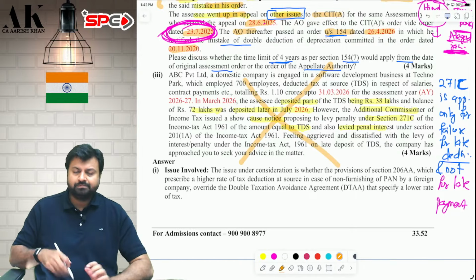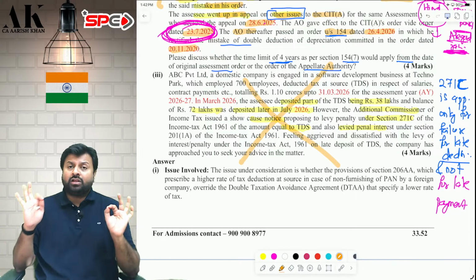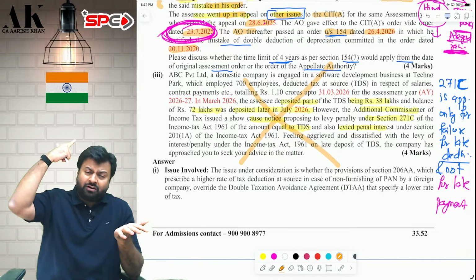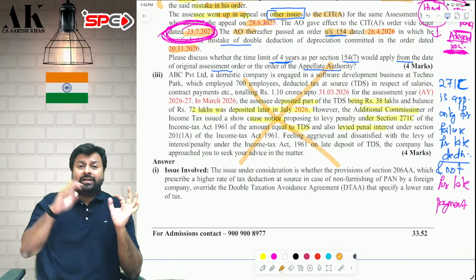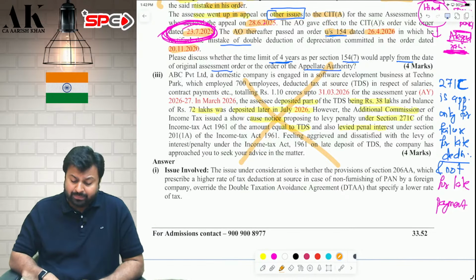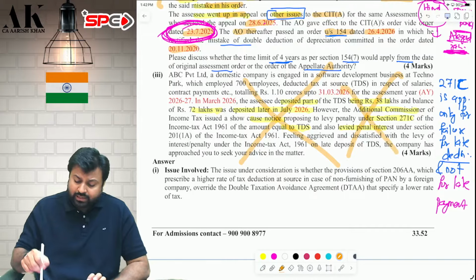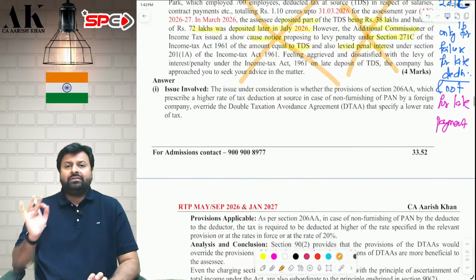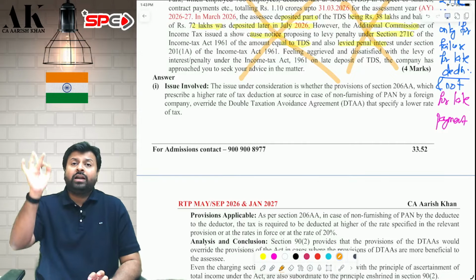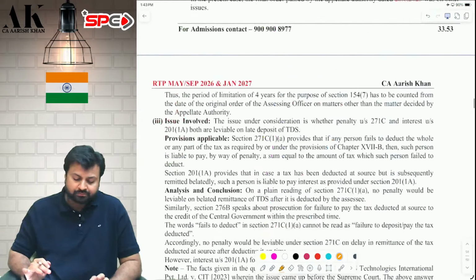The answer is no. See, it is very clearly written in the law that 271C penalty is only for failure to deduct. It is not for failure to pay. Still, the deduction is done on time. Still, the AO is imposing 271C penalty for payment, and therefore, the AO is not correct. The Supreme Court has held that 271C penalty is only for late deduction. It is not for late payment. I hope it is clear to all of you.